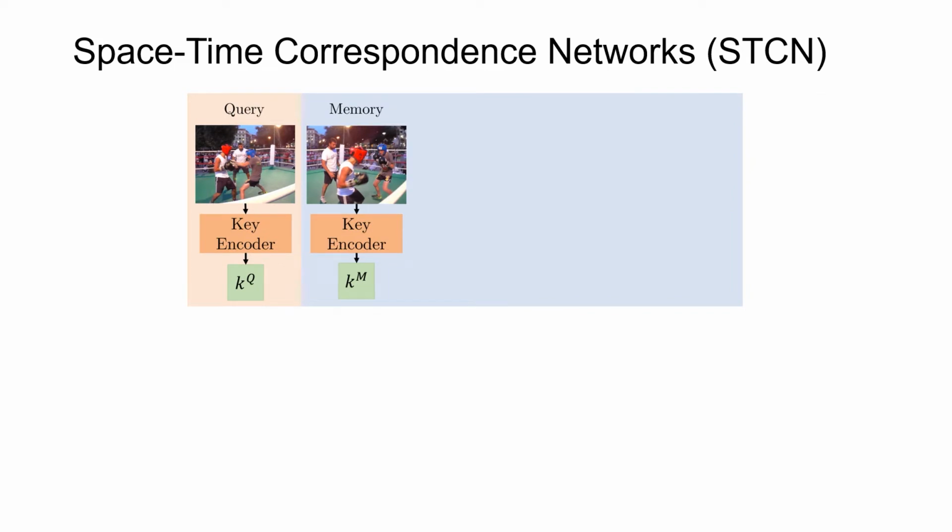We propose space-time correspondence networks, STCN. We first encode both the query frame and the memory frame with a key encoder, using only RGB inputs. Then, we construct the affinity using these two key tensors. Notice, we capture the correspondences with a single affinity matrix, and we have not looked at their object masks yet. This is the fundamental difference between STM and STCN, and it makes our framework more data and compute efficient.